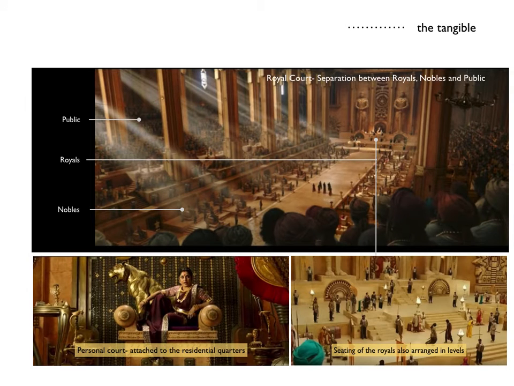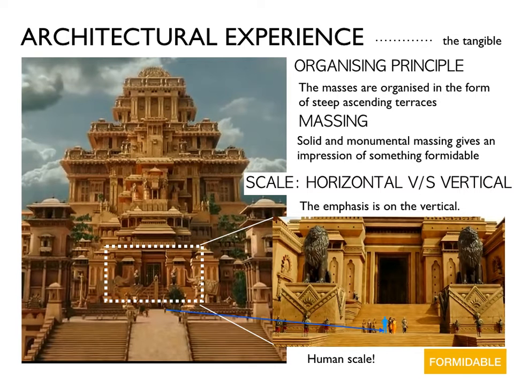These are shots from the movie of the royal court and also the personal court of the queen. The emphasis is definitely on the vertical scale. Unlike Kuntala, where the forms were grouped around gardens and courts, the buildings of Mahishmati are organized in ascending terraces with deep balconies that are not visible from the ground.